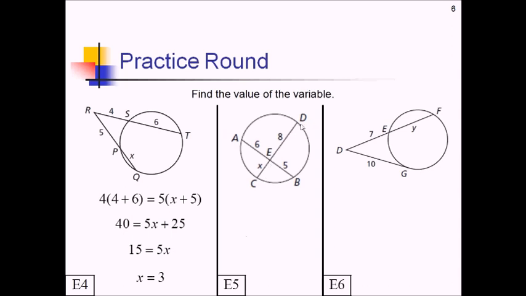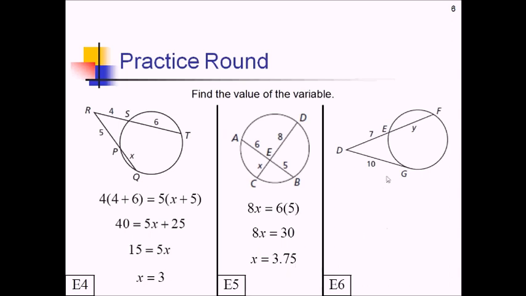Over here, we've got two chords, so we just have to multiply the different parts of them and set them equal to each other. So we can say 6 times 5 equals x times 8, so 8x equals 30. And then dividing, 30 over 8, that's going to reduce to 15 over 4, or 3.75 if you want to make a decimal out of it, either way.